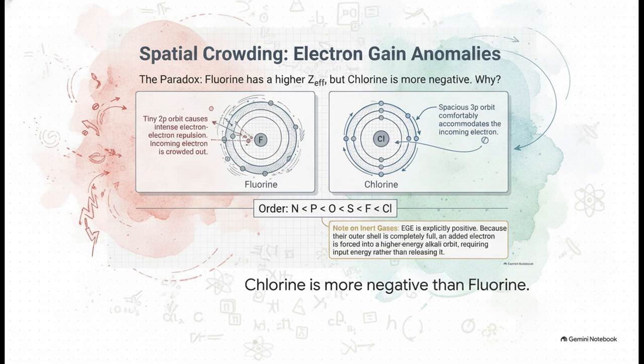Because fluorine has a tiny, cramped 2p orbit. It's like trying to shove a new piece of furniture into a tiny apartment. It causes intense spatial crowding and electron repulsion, paradoxically pushing the incoming electron away. Meanwhile, chlorine's spacious 3p orbit comfortably accommodates it.